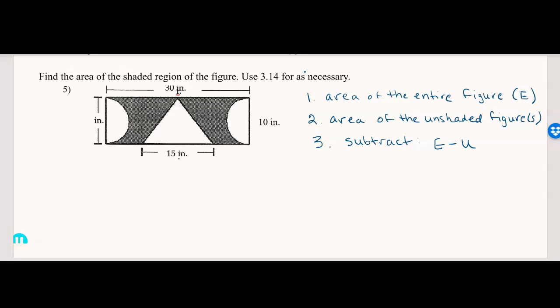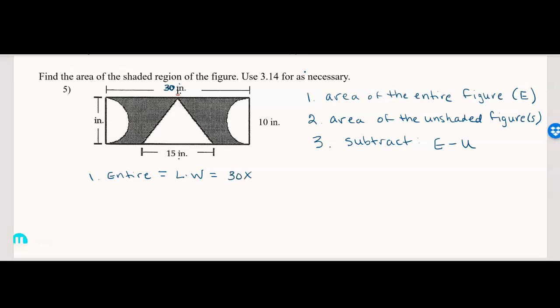So now let's go down here. I don't know if you can see that very well, but that should be at the top 30 inches. There we go. All right, first step. We want to find the area of the entire figure. Well, that's a rectangle. That would be area is length times width. The length we're told, all the way up here, is 30 inches.